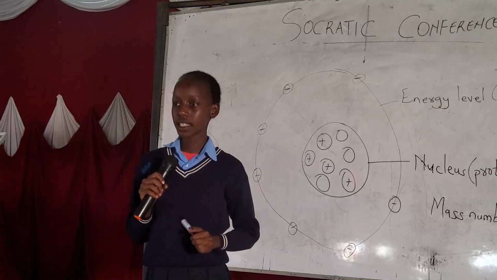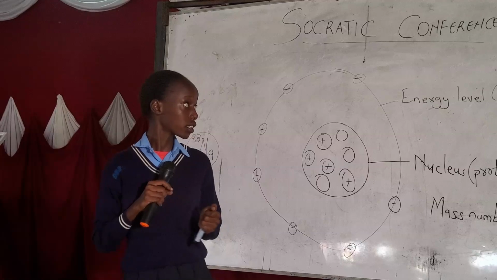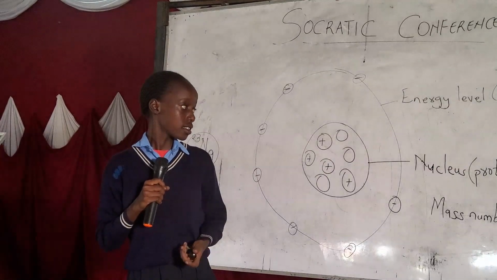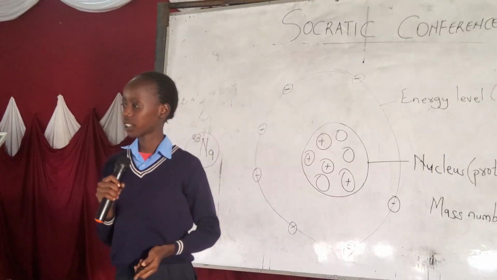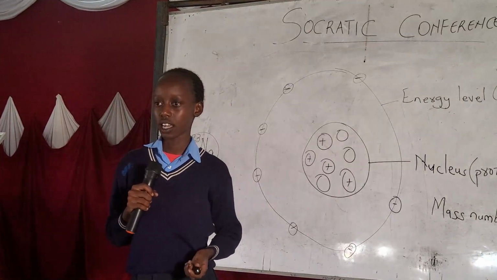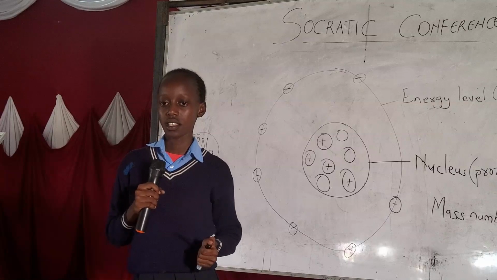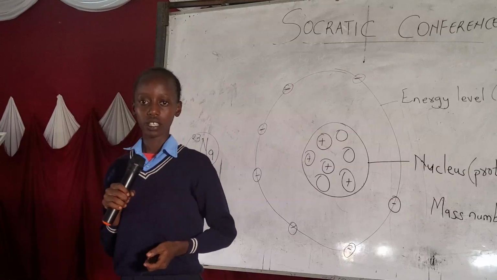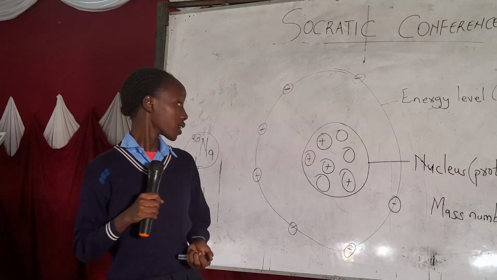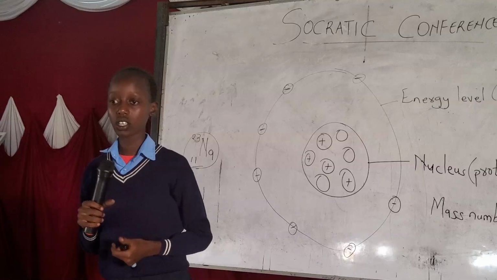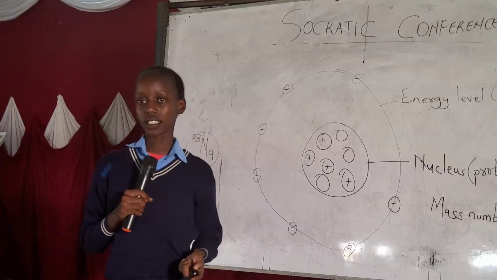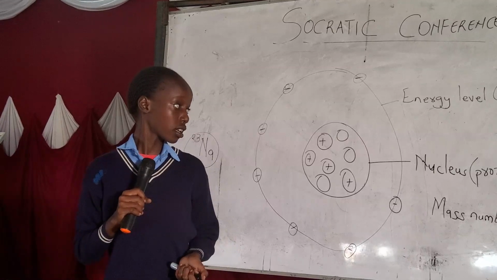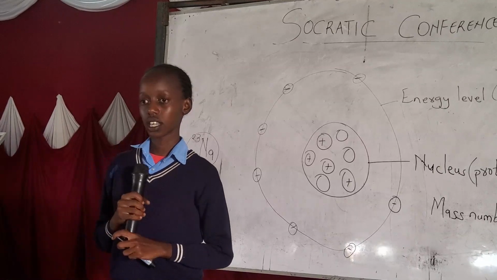Also, elements can be classified into metals, nonmetals, and metalloids. Some metals are magnesium, calcium, potassium, and some examples of nonmetals are oxygen, carbon, and some examples of metalloids are silicon and boron.